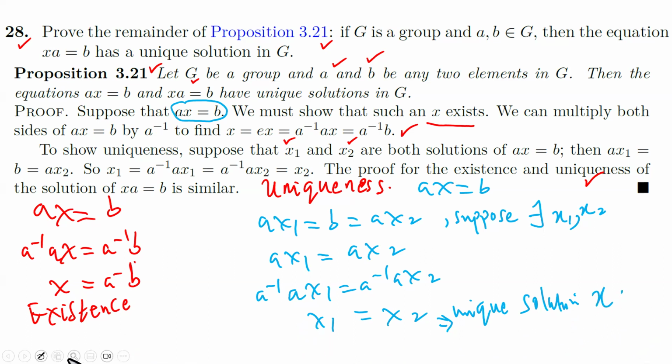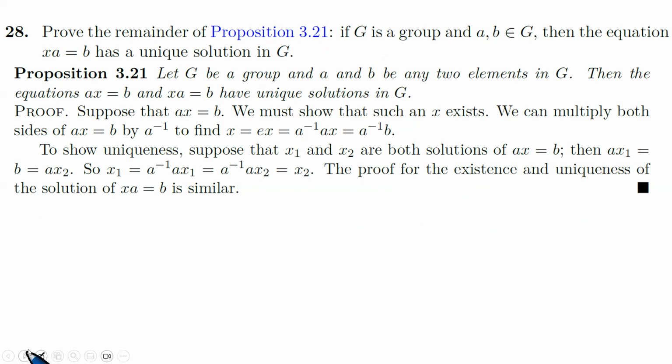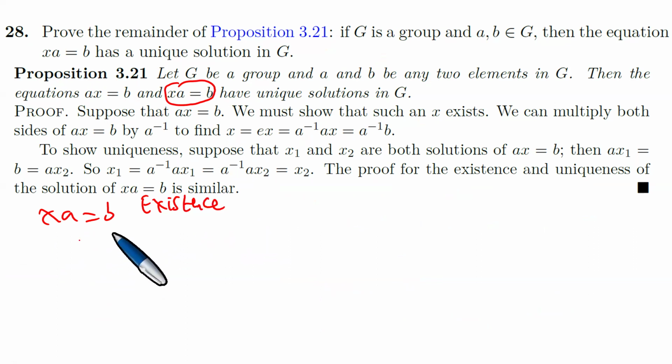All right. This is exactly the existence and the uniqueness for AX equals B. We must do XA equals B now. That is what we're supposed to do. First we shall deal with the existence for XA equals B, that the solution exists. So we need to solve for X. Multiply by A minus 1: X equals B A minus 1. We're good.